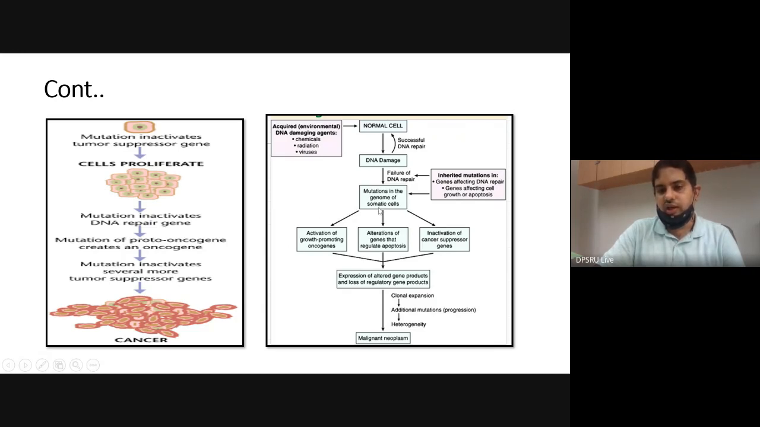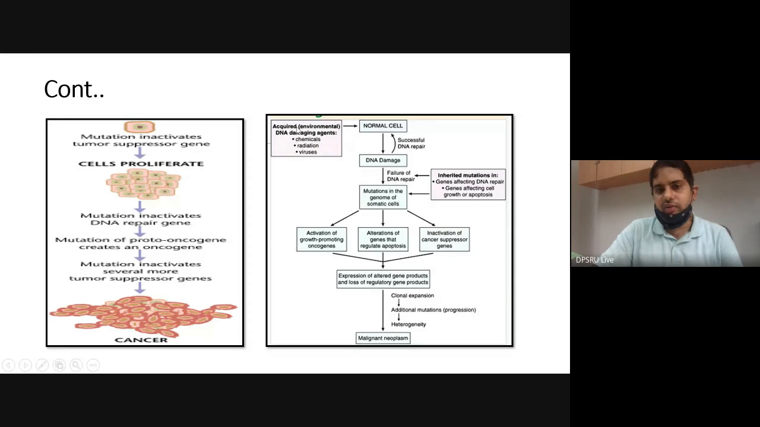You can see a little bit more explanation in this figure. The normal cells in our body grow, and after a certain time these cells die, and through the process of phagocytosis or apoptosis, these cells are removed from the body, right? As you know, apoptosis is a physiological process. So they are removed from the body, and DNA damage is successfully repaired.